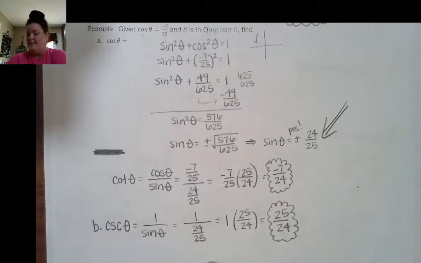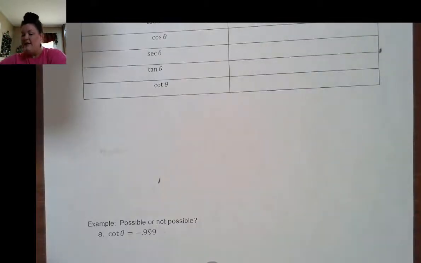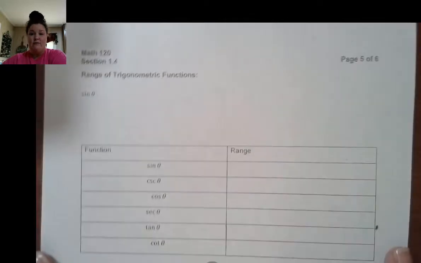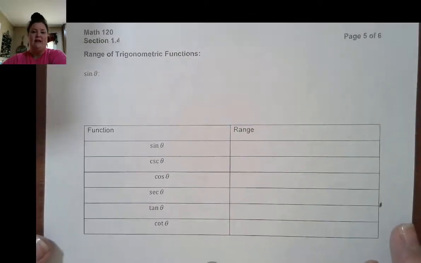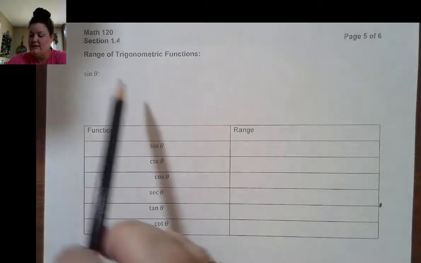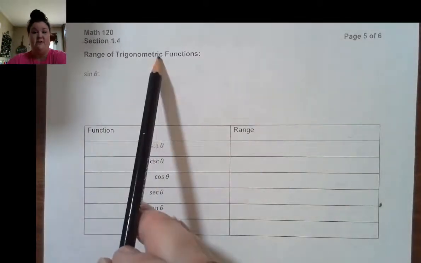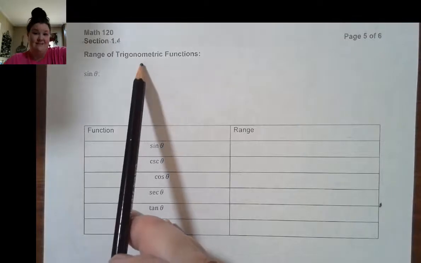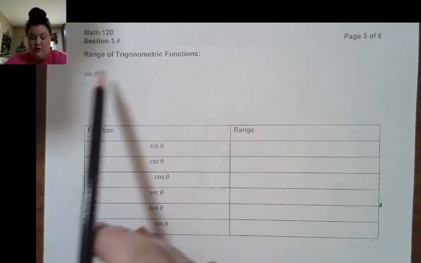Okay, so I want to do that on the next page. And then once we have that information, then we can check to see if an answer seems appropriate or not. All right, so this is talking about the range of trig function values, the possible output of these values. Okay, so we're going to look at sine first.